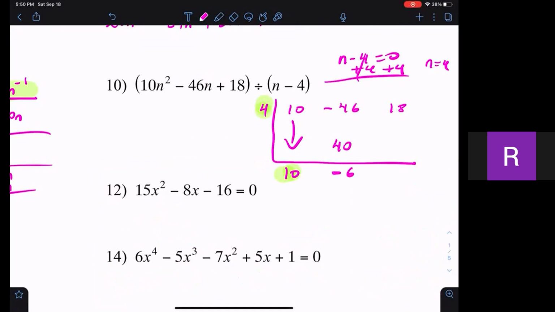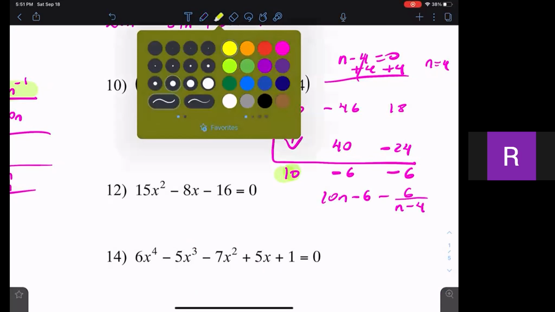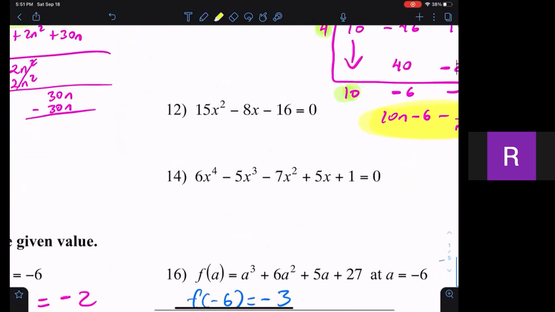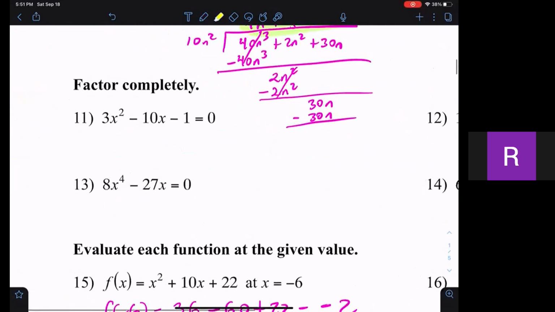And then you combine like terms here, that's going to be negative 6. Negative 6 and 4 is going to be negative 24. So this is going to be negative 6. So your answer should be 10n minus 6 over n minus 4. That's your answer. This one right here. Okay, that's your answer. Next, factor.